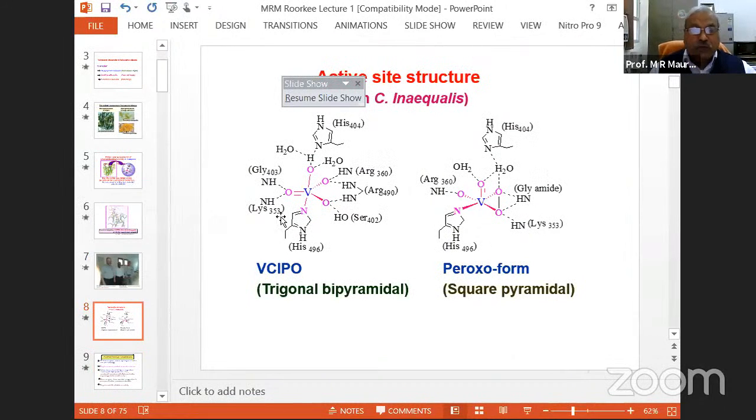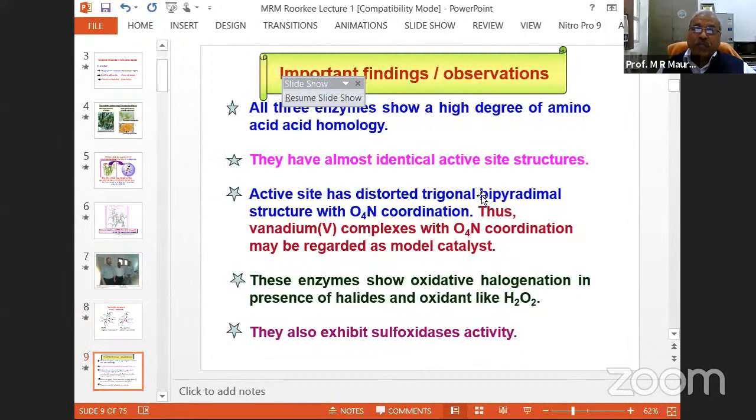Anyway, when the structure was published, it clearly showed that it is a vanadium 5 compound, and from the catalytic activity studies, the formation of a peroxo species was proposed. The other thing related to this is that these enzymes show oxidative halogenation in the presence of halide and an oxidant like H2O2. They also show sulfoxidase activity, where sulfur can go to the sulfoxide and then to the sulfone.